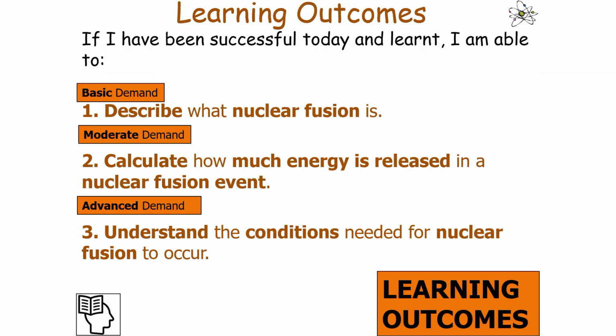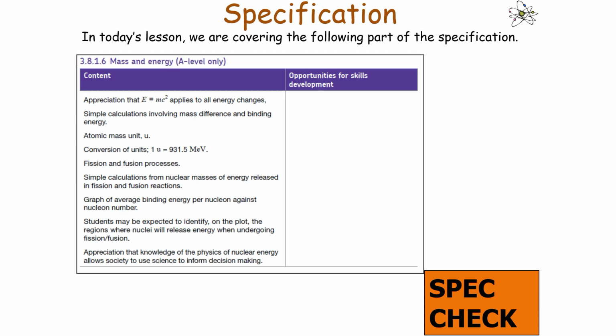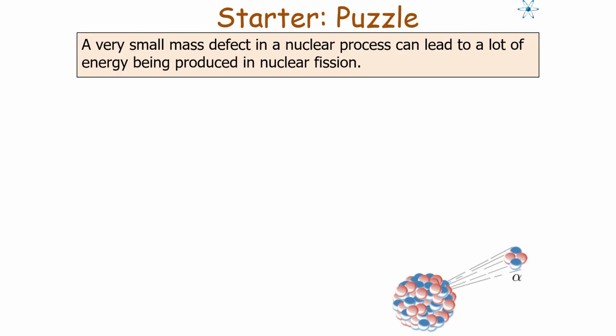So if we've been successful and we've learned in today's lesson, we should be able to describe what nuclear fusion is, calculate how much energy is released in a nuclear fusion event, and understand the conditions needed for nuclear fusion to occur, which is part of the following part of the AQA A-level physics specification 3.8.1.6 mass in energy.